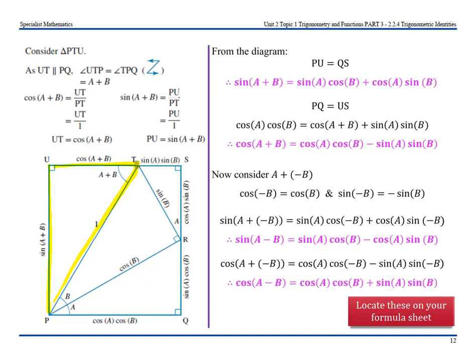Now, as UT is parallel to PQ, that means angle UTP, which is this one here, is equal to angle TPQ. So that's all of this here. So that means that this is B and this is A, so that has to be A plus B.